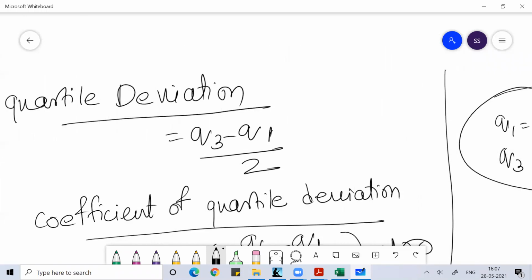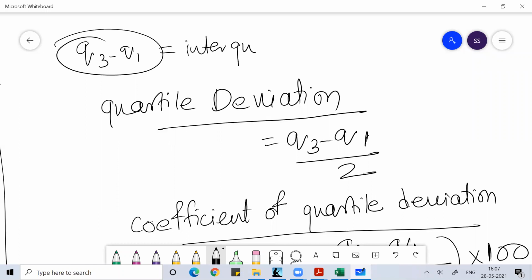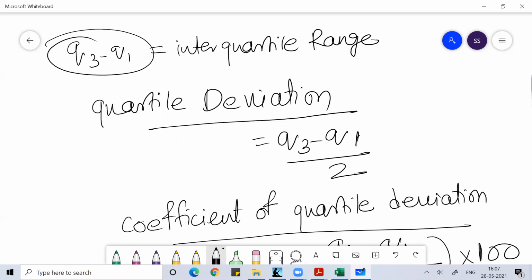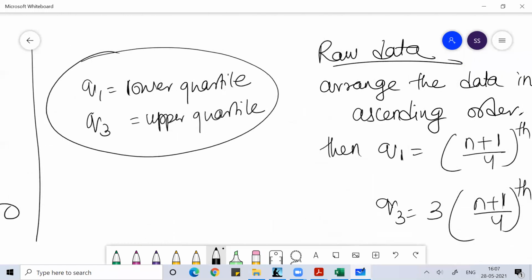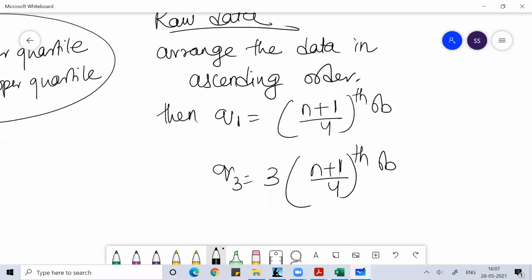Q3 minus Q1 is called the interquartile range. Everyone understands the meaning of the term range and interquartile range. You understand Q1, Q3 and the formulas. Now you arrange the data in ascending order, and then you find the Q1 value and Q3 value.